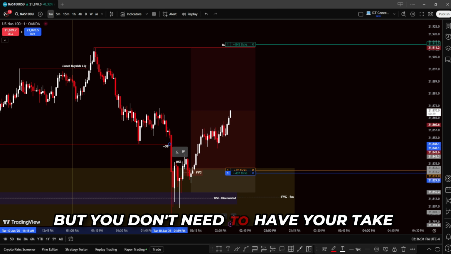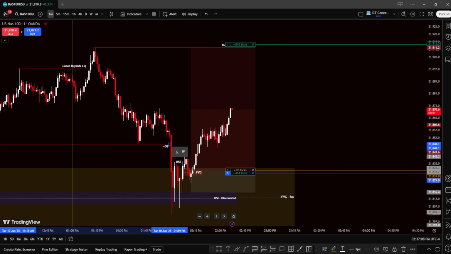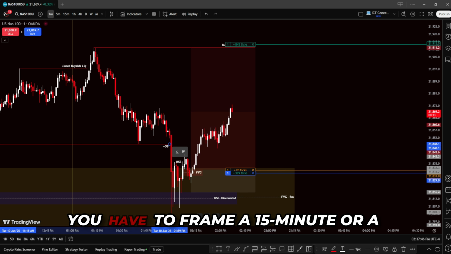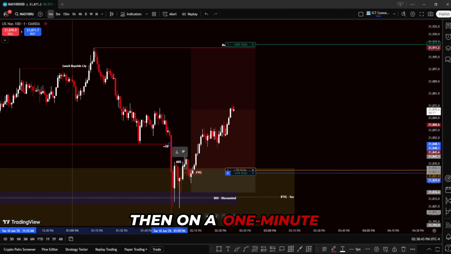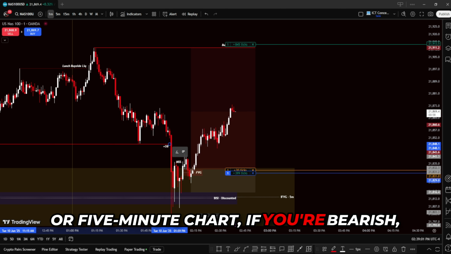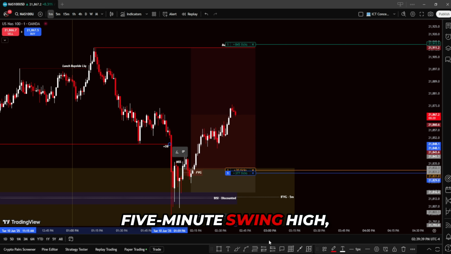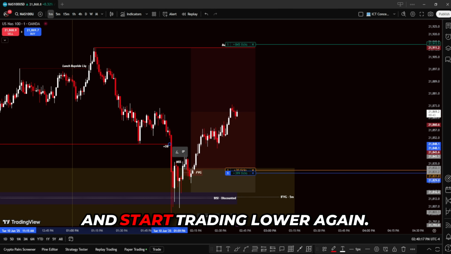But you don't need to have your take profit or your draw on liquidity reached for the model to work. You need to have an understanding of where the market is likely to reach to. You have to frame a 15-minute or a 60-minute draw on liquidity, where the market's likely to go. And then on a 1-minute or 5-minute chart, if you're bearish, there has to be some run above a 5-minute swing high, even while it's been going down. It has to go up above it and start trading lower again.